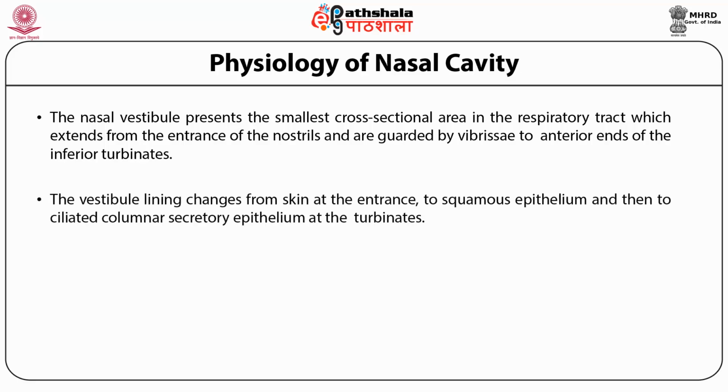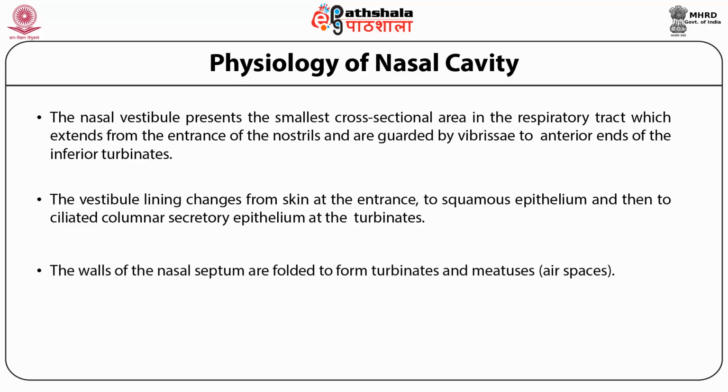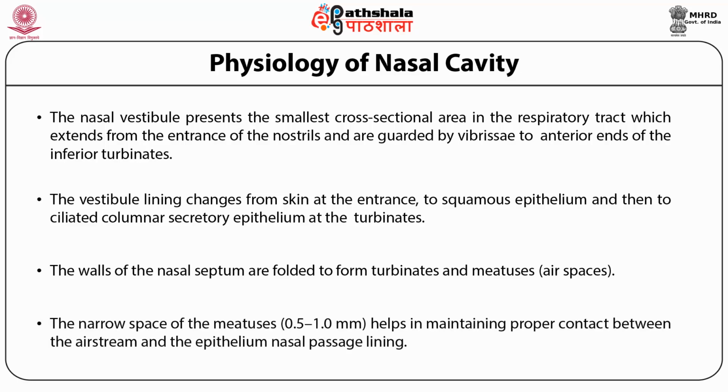The vestibule lining changes from skin at the entrance to squamous epithelium and then to ciliated columnar secretory epithelium at the turbinates. The walls of the nasal septum are folded to form turbinates and meatuses. Meatuses are primarily the air spaces. The narrow space of the meatuses, that is between 0.5 to 1 mm, helps in maintaining proper contact between the airstream and the epithelium nasal passage lining.